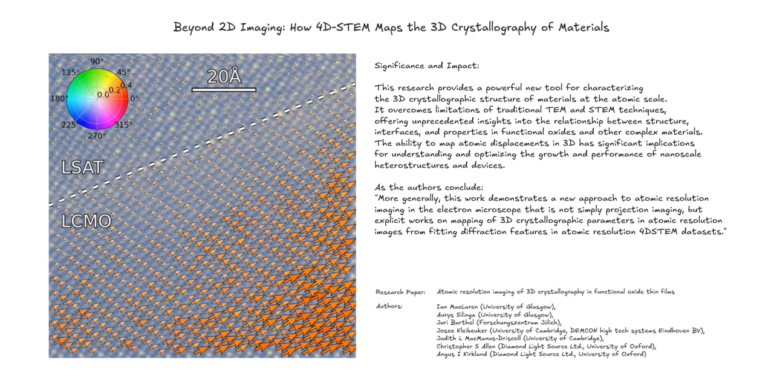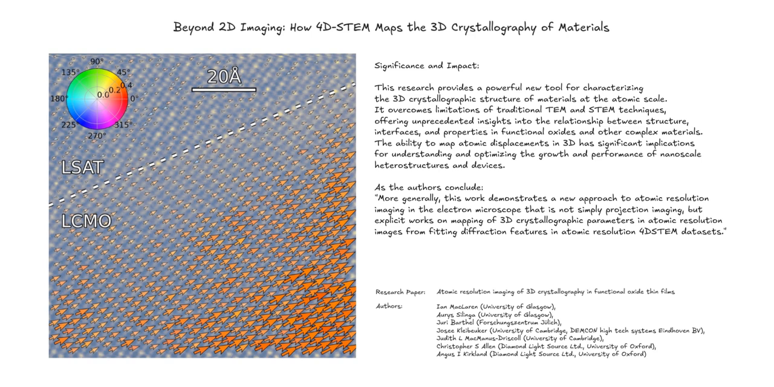The paper also highlights the crucial role of strain in dictating the crystallographic orientation of thin films. Can you explain how strain influences thin film growth? Strain arises from the mismatch in lattice parameters between the thin film and the substrate on which it's grown. This mismatch can lead to the thin film adopting a specific orientation to minimize the strain energy.